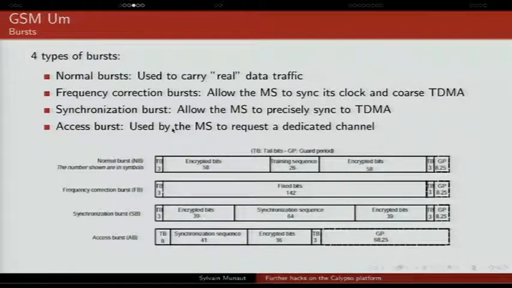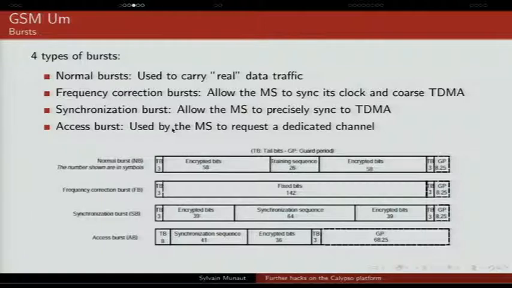And there's 4 main types of burst. The first one is called normal burst because it represents pretty much 99% of the traffic. This is the kind of burst you use when you want to transfer actual payload data. The three other types of bursts have very specific functions, which are used, I would say, rarely compared to the normal burst.